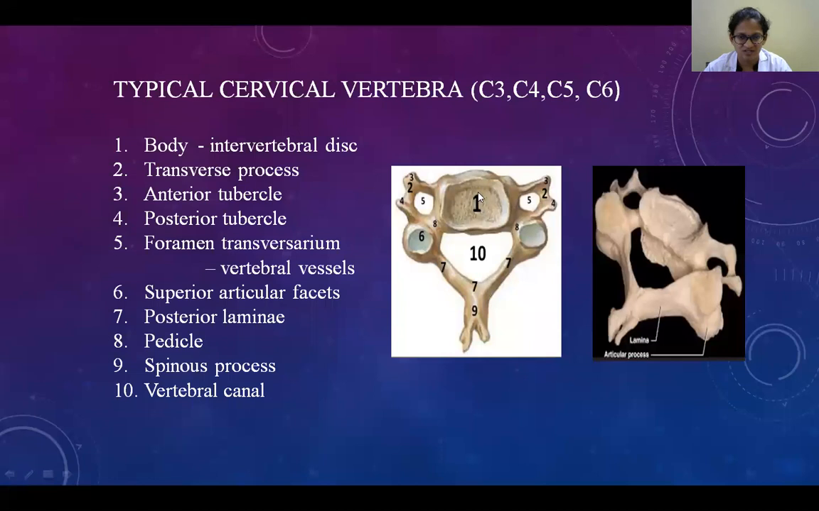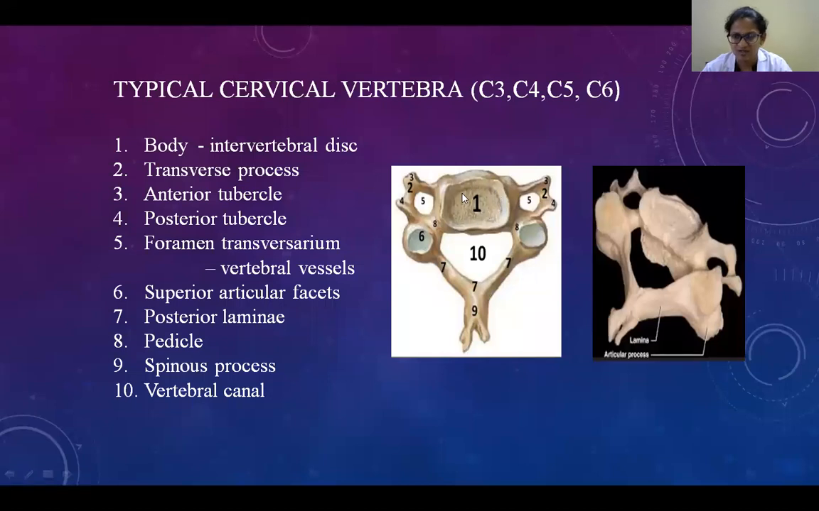First, we are going to discuss the body. This is the body of the cervical vertebra. The body of the cervical vertebra is transversely oval in shape. See here, it is clearly seen. It consists of 4 surfaces: upper or superior surface, lower or inferior surface, anterior surface, and posterior surface.